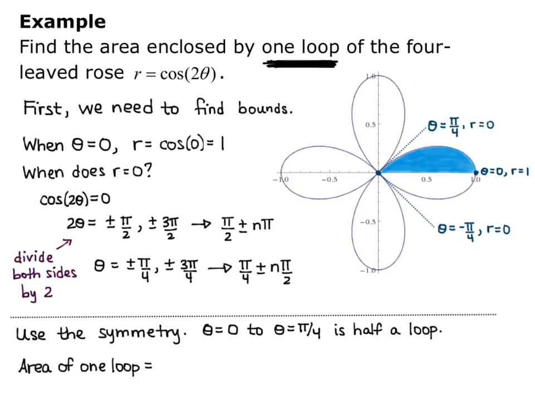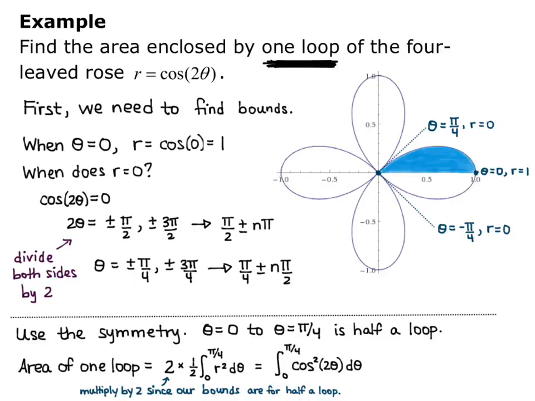So area of one loop is going to be 2 times, and I'm multiplying by 2 since our bounds are for half a loop. So 2 times my formula, 1/2 integral from 0 to pi over 4 of r squared d theta. So remember, that's just the formula for area, 1/2 integral from alpha to beta of r squared d theta. Now I plug in my function r, which is cosine of 2 theta, and I get the area of one loop equals the integral from 0 to pi over 4 of cosine squared 2 theta d theta. And this is because r squared is going to be the cosine of 2 theta quantity squared, which I can just write as cosine squared of 2 theta. And notice that the 2 and the 1/2 canceled each other out. So because I'm using that symmetry, I ended up getting rid of the 1/2.